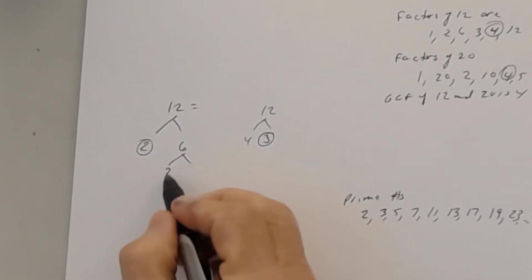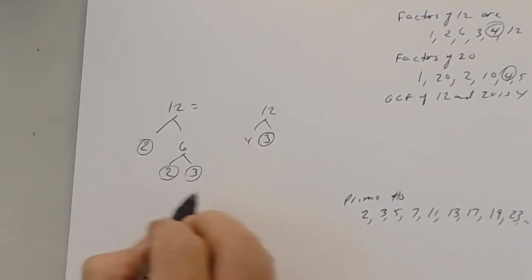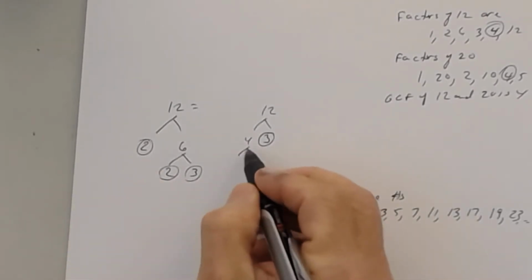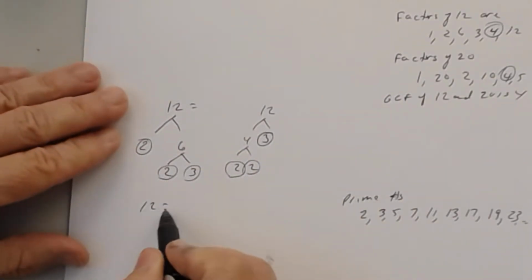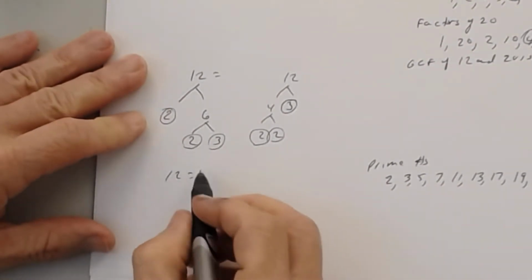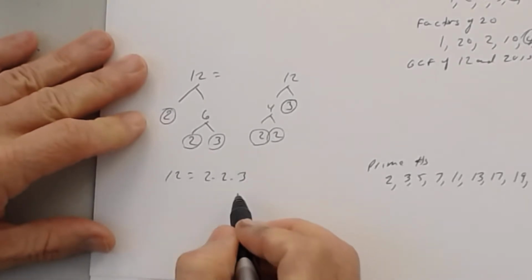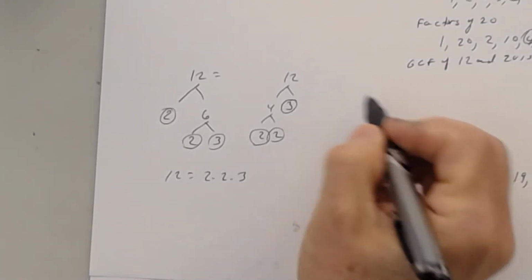2 and 3. And both of those are what? Prime. So I'm done with this one. Over here, that's what? 2 and 2. And I'm done. So 12 is 2 times what? 2 times 3. Y'all agree? And let's do 20 now.